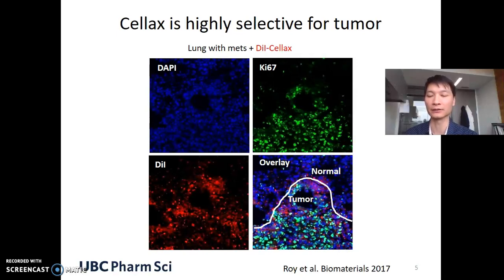And moving to the red channel, it's a fluorescent dye that we put with Cellax nanoparticles. So now we can overlay these three different channels and see where our nanoparticles go in this lung tissue section. You can appreciate that our nanoparticles are highly associated with the tumor tissue rather than the normal lung tissue, again indicating that Cellax is highly selective for tumor.